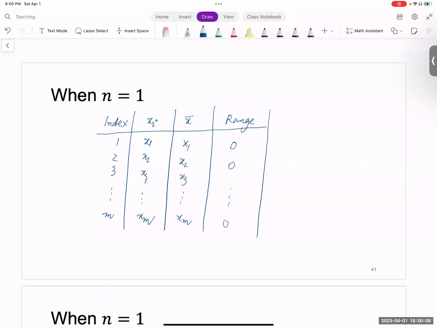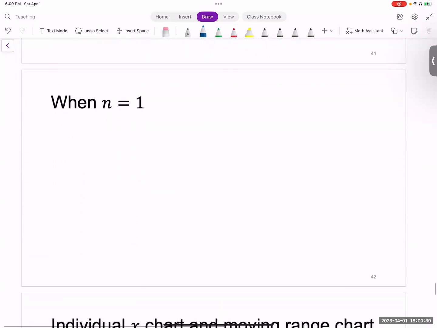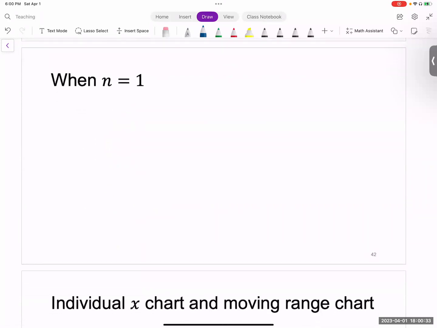And your standard deviation, well, you cannot compute the standard deviation, because for standard deviation you have to divide by n minus 1. N is 1, so that gives you 0. So you really can't use traditional control charts. And this is where, when n equals 1, we use something called the moving range. Moving range is defined as the absolute value of xi minus xi minus 1. That's what moving range really means.